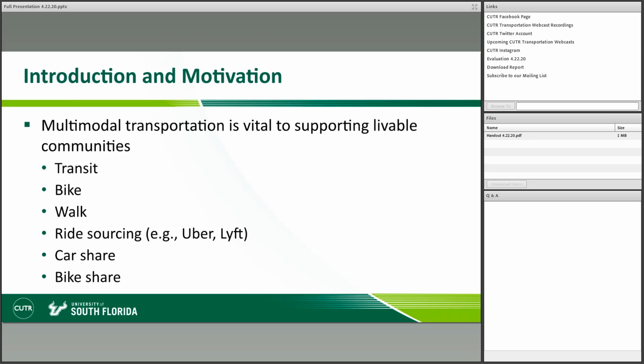To give a general introduction here, multimodal transportation is vital to supporting livable communities. So you can think about basically any way that people get around other than driving alone here. Some examples include public transportation, biking, walking, ride sourcing, things like Uber and Lyft, car share, bike share, scooter share, you name it, basically, and any other way that you can get around.